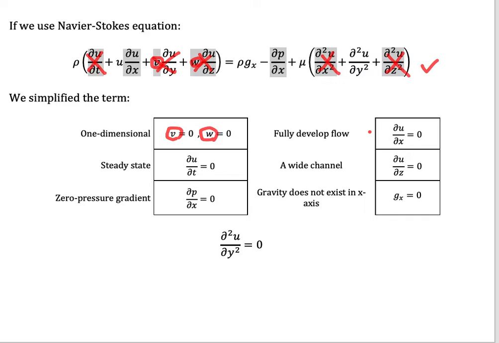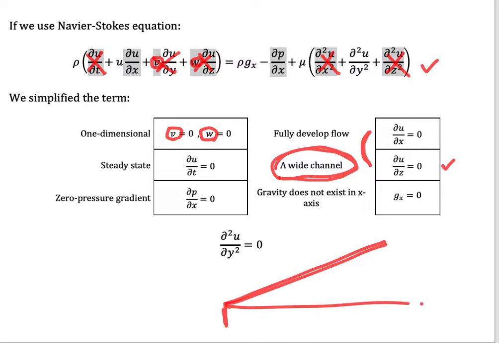So here, I hope you could still understand the meaning of du/dx. It means there are no changes of velocity along the x direction, and this one means there is no velocity along the z direction. So sometimes in a wide channel, if the width is too wide, we could make this assumption.